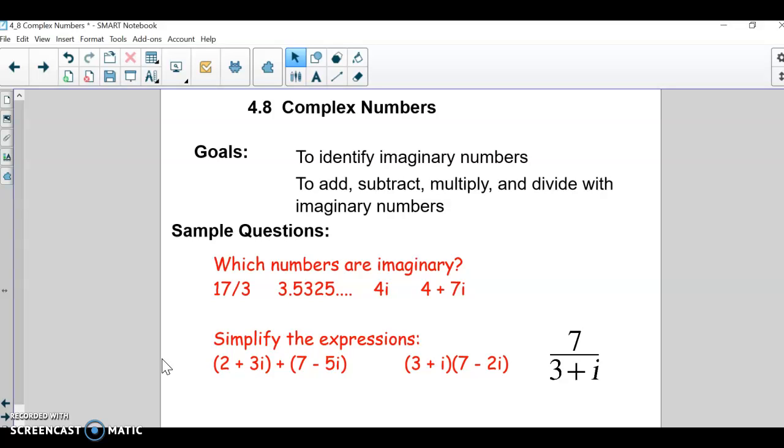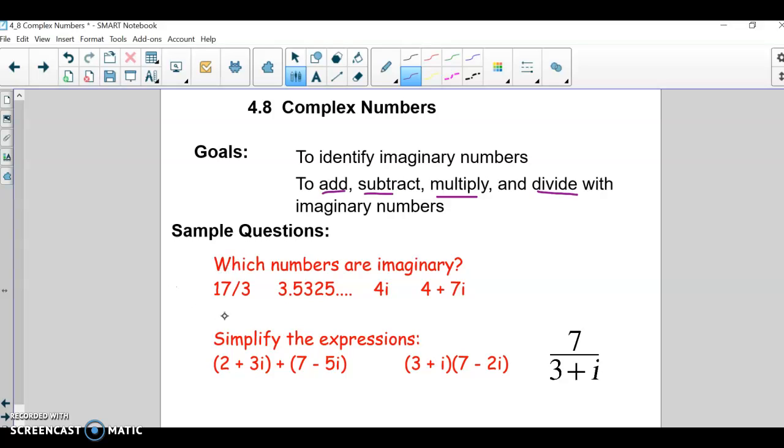So section 4.8 technically is called complex numbers, but basically it's about these imaginary numbers, i. In this lesson, we're going to talk about what imaginary numbers are again, and then how we add, subtract, and multiply with imaginary numbers. There'll be a separate lesson, part of tomorrow's lesson, where we'll go over how to divide with imaginary numbers. So in this lesson, we're just going to add, subtract, and multiply.